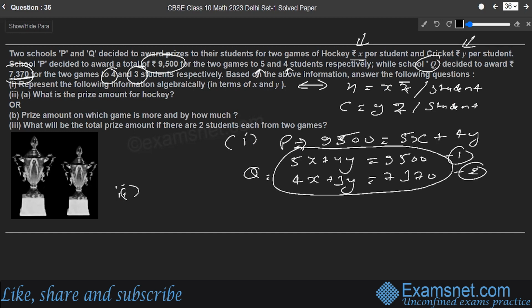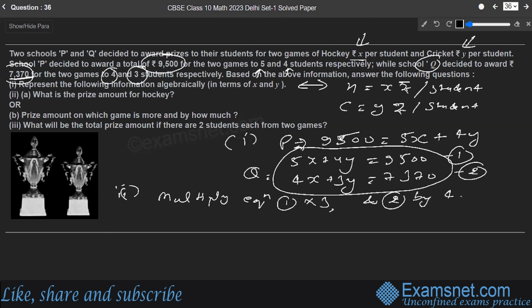5x plus 4y. So what we can do is we can solve it by n number of ways. Let us find out the easiest way. So let us multiply what we are doing to solve. Multiply equation number 1 by 3 and equation number 2 by 4.